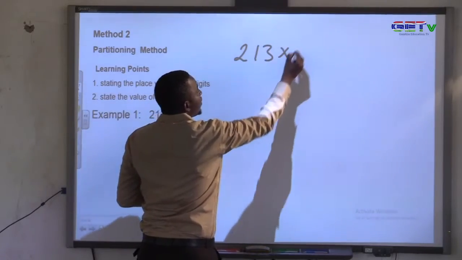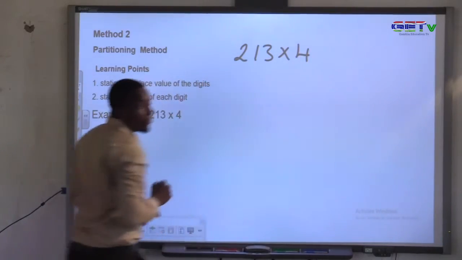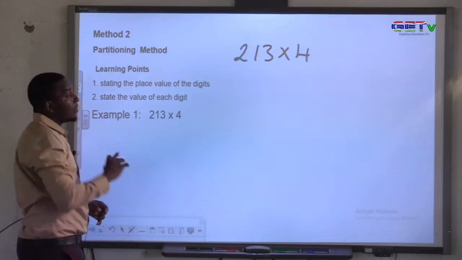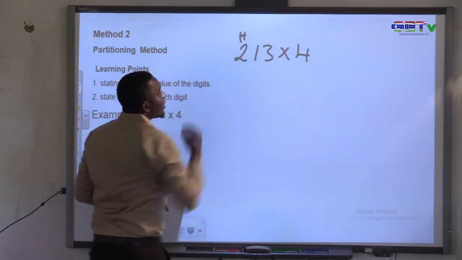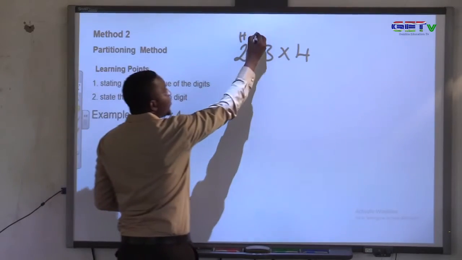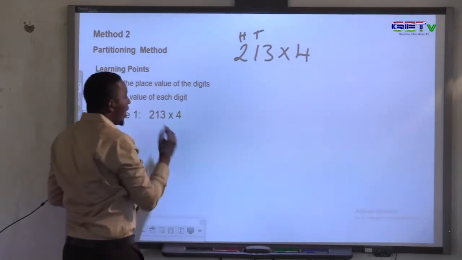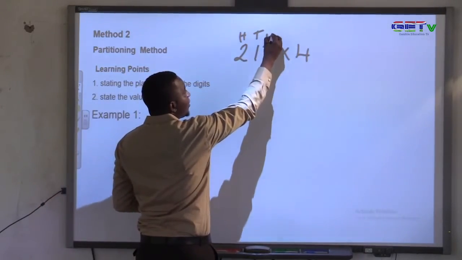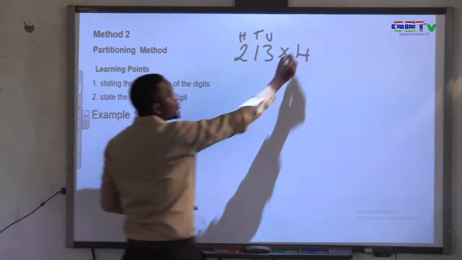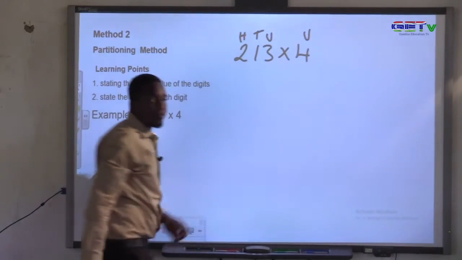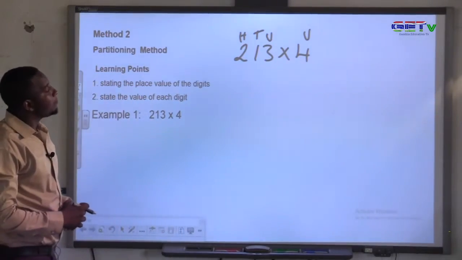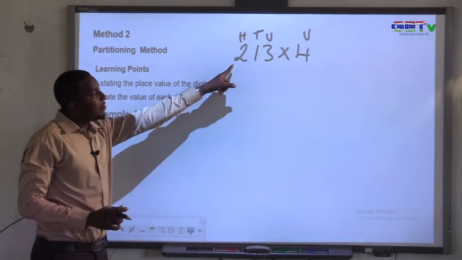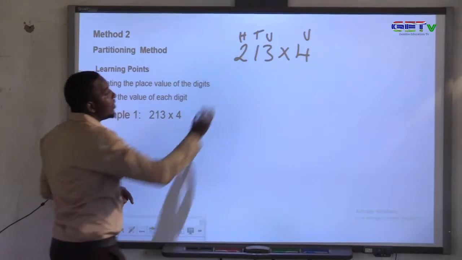If you can remember, we said the place value of 2 is 100. The place value of 1 is 10. And the place value of 3 is unit. Well, 4 is also under the unit. But 4 is multiplying all those numbers. Again, we said the value of 2 there is 200.